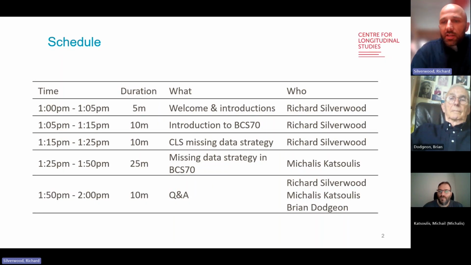So just a quick rundown of what we're going to be discussing over the course of the next hour. So I'm going to give a very quick introduction to the BCS 70 and then an overview of the missing data strategy that we've been rolling out across the cohorts that we run at the Centre for Longitudinal Studies. And then Michaelis will go into some detail on the application of this strategy in BCS 70. So Michaelis, do you want to just briefly introduce yourself?